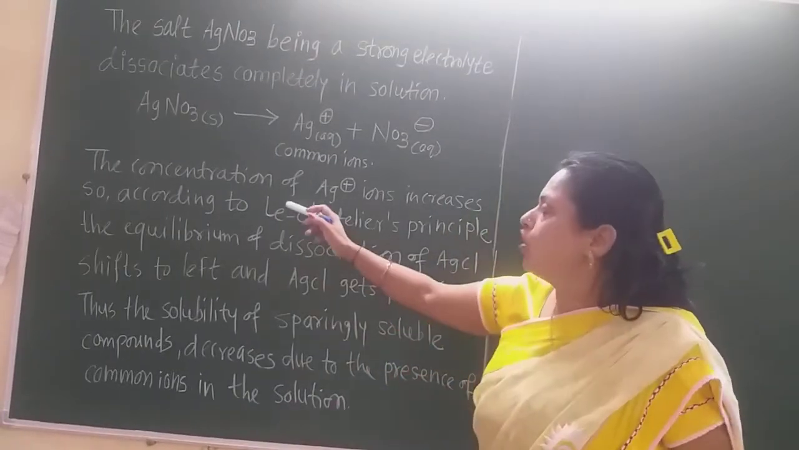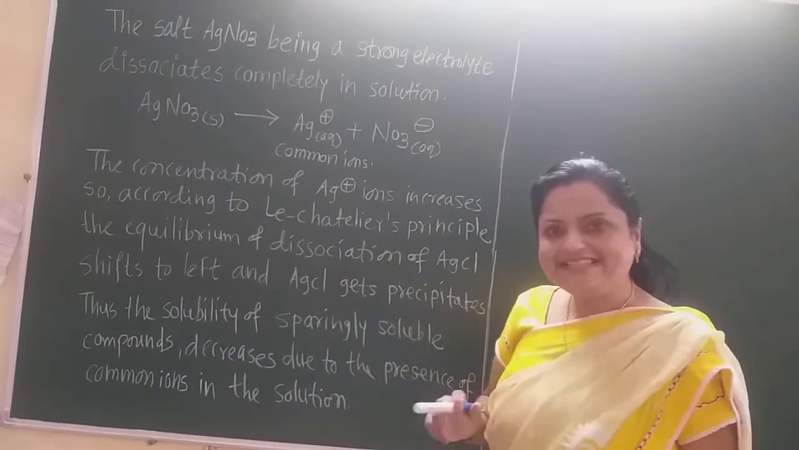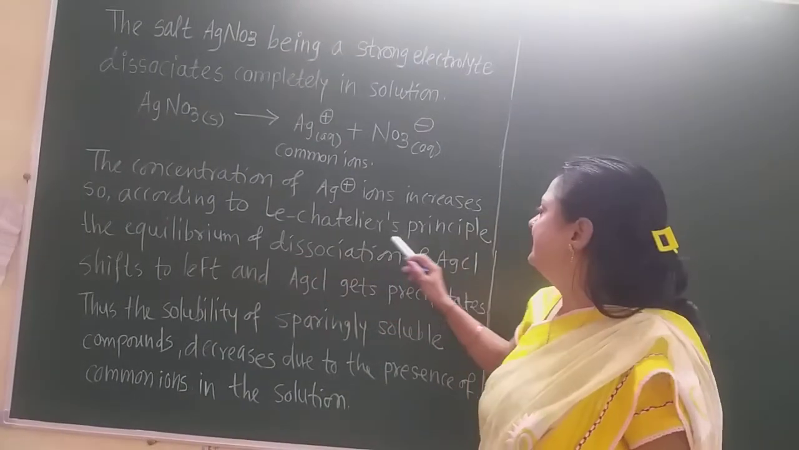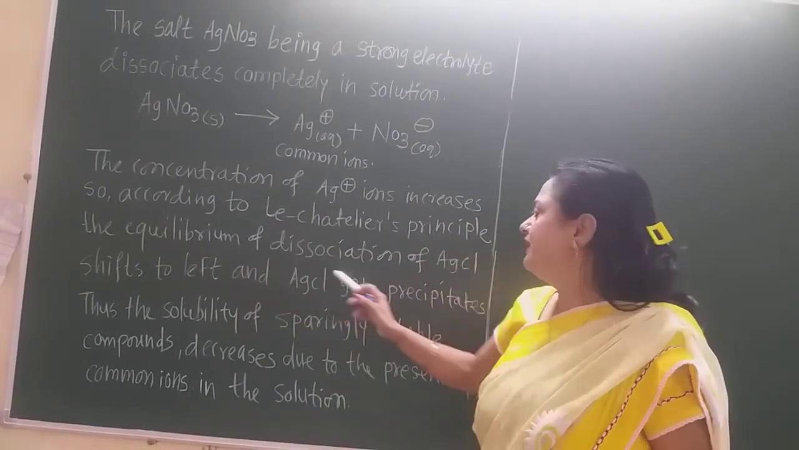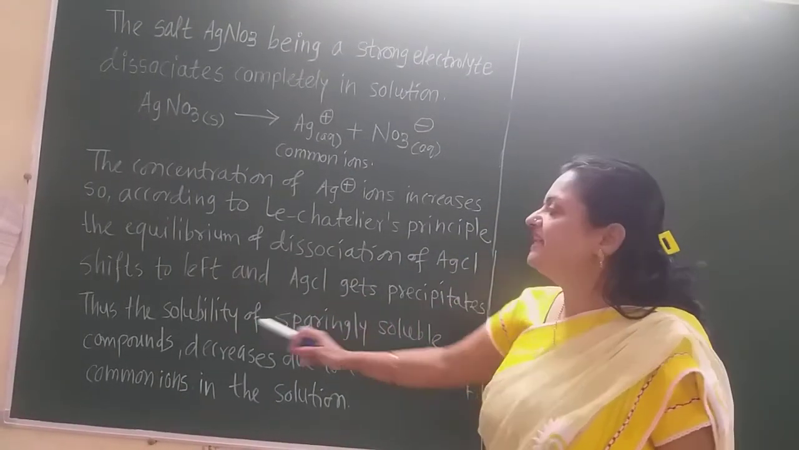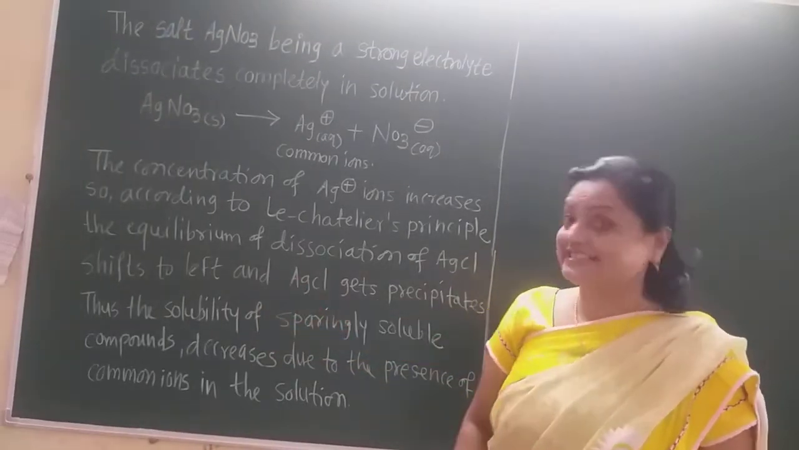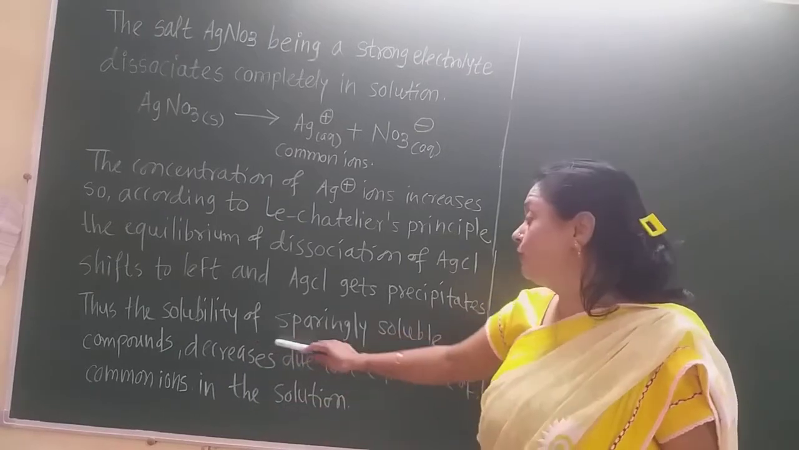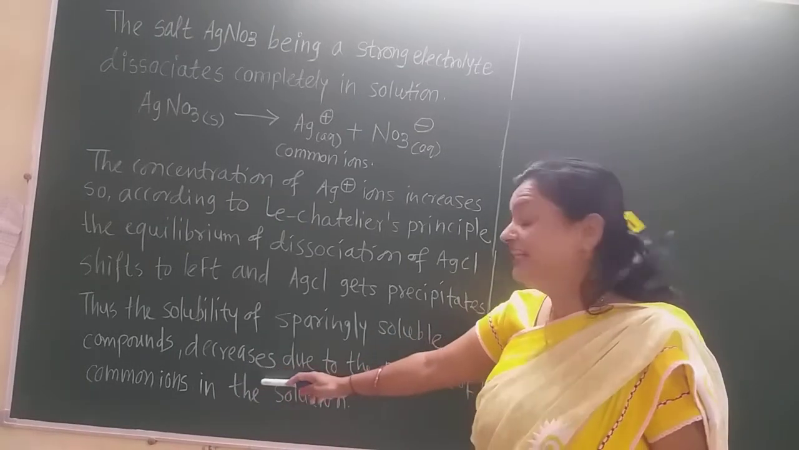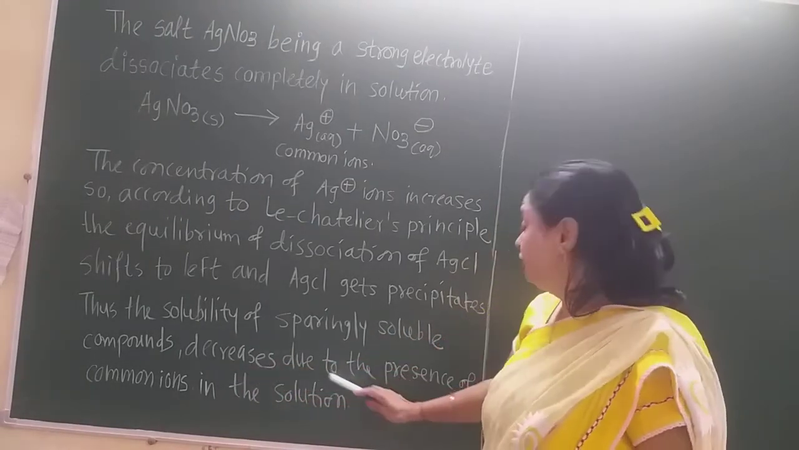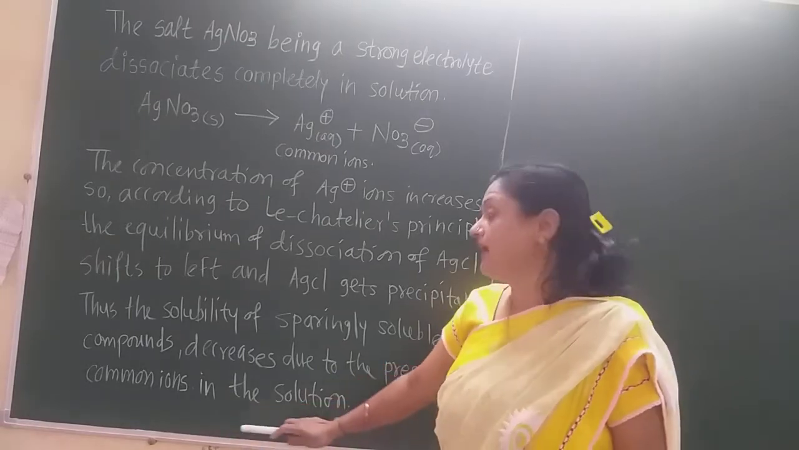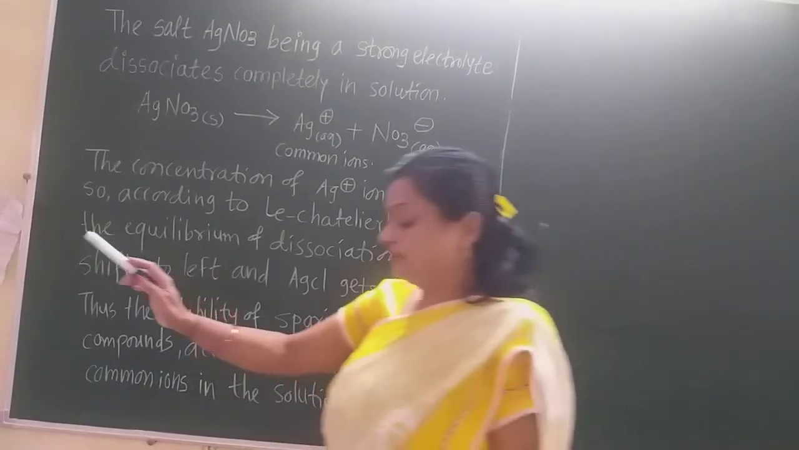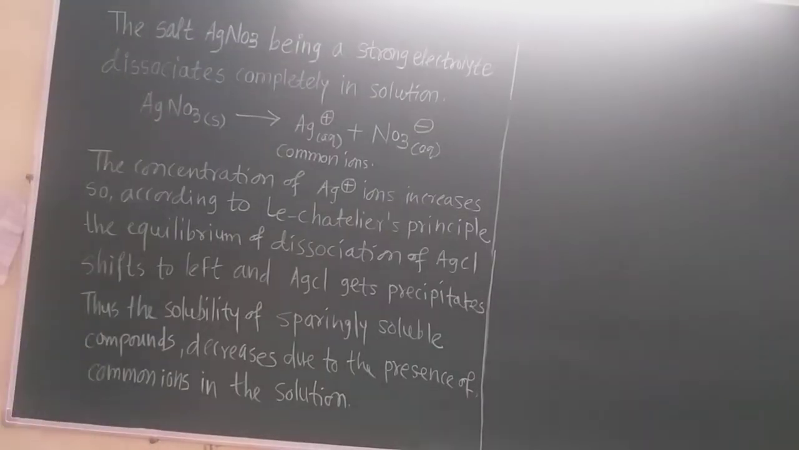So the concentration of Ag plus ion increases. According to Le Chatelier's principle, the equilibrium of dissociation of AgCl shifts to the left-hand side and AgCl gets precipitated, and thus the solubility of the sparingly soluble compound decreases or is suppressed due to the presence of common ions in the solution. Now this is about the common ion effect.